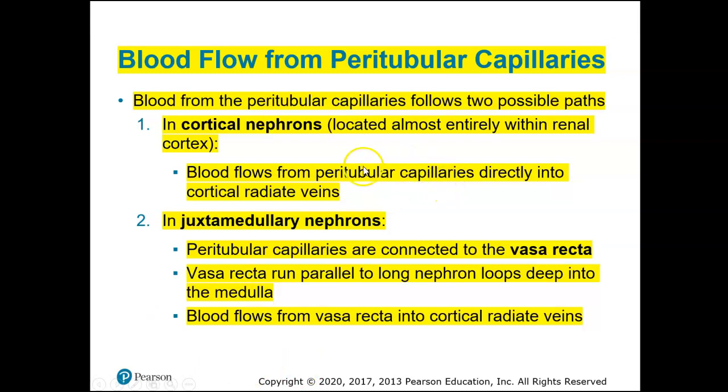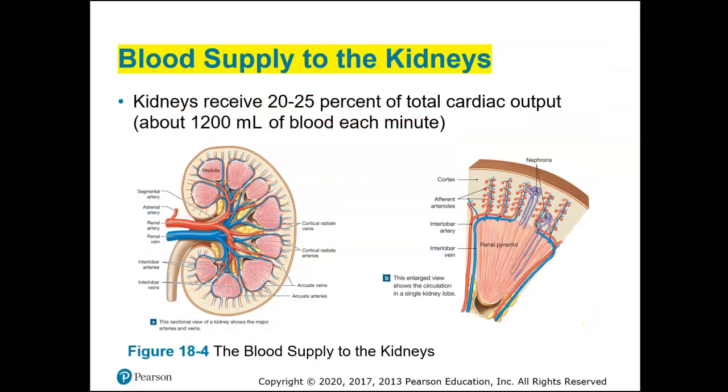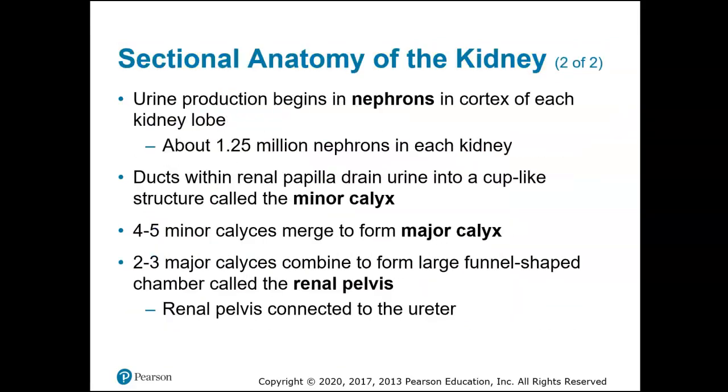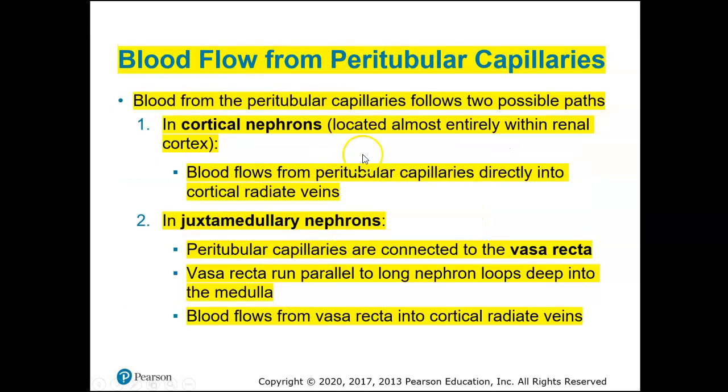There are two types of nephrons. There are cortical nephrons that are shorter, located almost entirely in the cortex. And then the juxtamedullary nephrons have a long nephron loop that runs down into the medulla. Losing my words. The renal medulla, yeah. So the juxtamedullary nephrons start in the cortex, but they're longer and they run into the renal medulla.